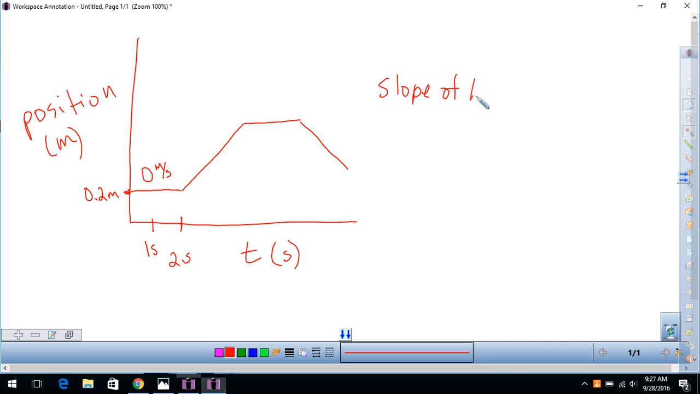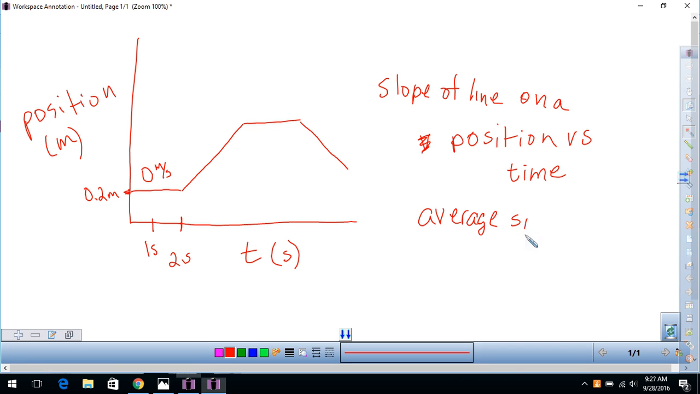So the slope of a line on a position versus time graph, or D versus T graph, will always give you the average speed. Always, always, always, always. So if that's what's going on there, then you need to recognize that it didn't change position, so it didn't have a slope. The slope is 0, so if the slope is 0, it has no speed. It's that simple. Don't make it hard on yourself, okay?